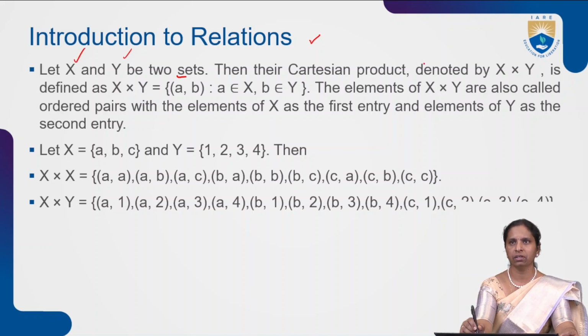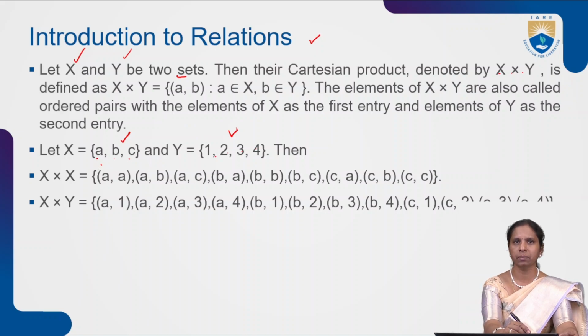And what is the Cartesian product of these two sets? Represented by x cross y. Where x equals a, b, c, and the elements of y are 1, 2, 3, 4. A set is a collection of elements. And what is the Cartesian product of x cross x? Here a is related to a. So a, b; a, c. Similarly, b, b; b, a; b, c. And similarly, c, c; c, a; and c, b. So these are the Cartesian product.